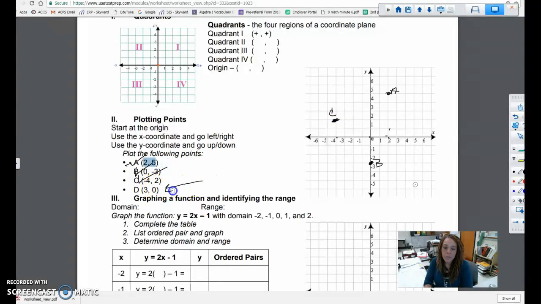Let me give you a moment to plot point D. It has a 3 in the x position and a 0 in the y. Think about what happened when we were labeling point B. I'm going to give you just a second to figure that one out.